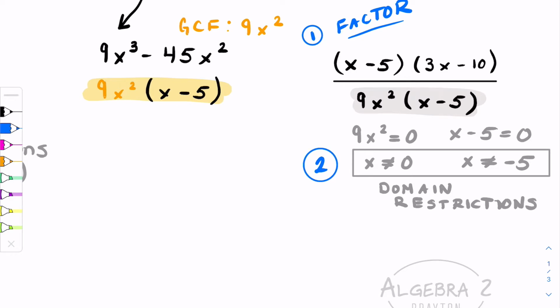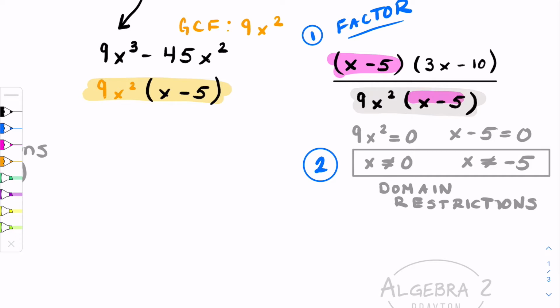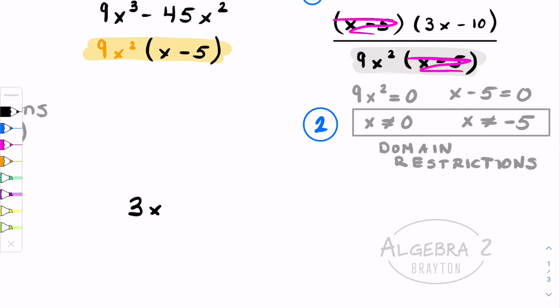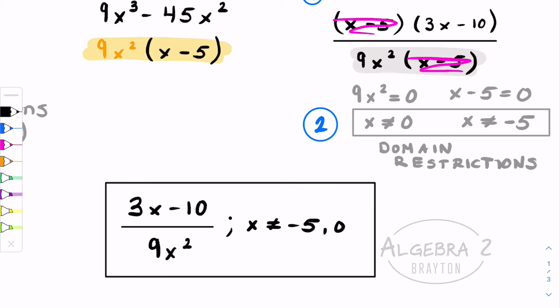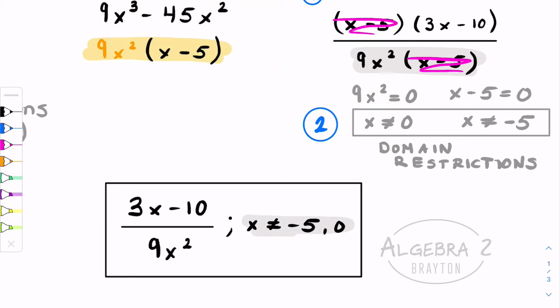For step 3, we need to identify if there's any common factors and we need to eliminate them. So the only common factor that we have is x minus 5. I can eliminate x minus 5 in both the numerator and the denominator. And that gives me my final answer as 3x minus 10 divided by 9x squared with my restrictions that were found in step 2, which are x cannot equal negative 5 or 0. And when I list my restrictions, I always list the smallest number first. That's how I identify how this list is written. This entire piece is my final answer.